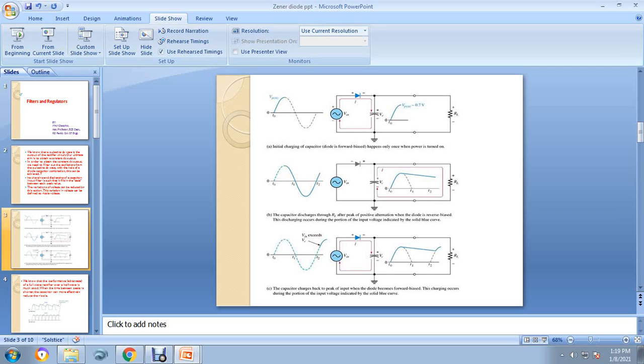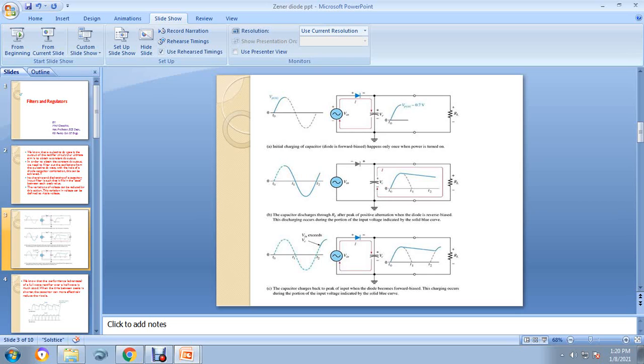So what happens again? When the negative half cycle has been applied, the diode becomes forward biased. When the diode becomes forward biased, the capacitor again starts charging, so again it will shift upwards.